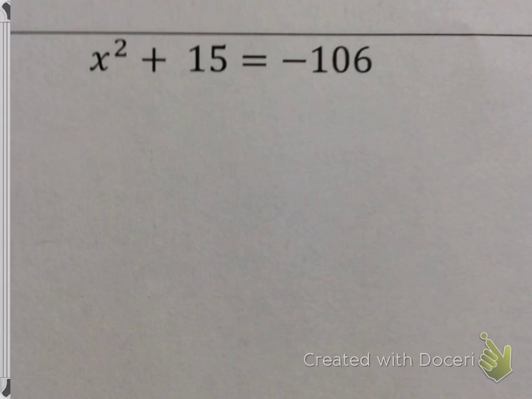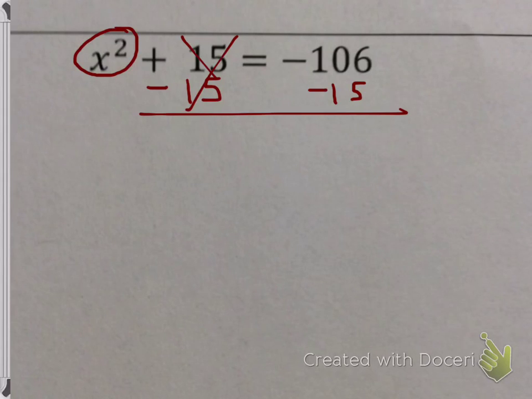This one looks a little bit different than the last one, but I like to just remember that my goal is to isolate the variable. So I need to get the x squared by itself. In order to do that, I need to move the 15. The 15 is positive, it's plus 15, so in order to move it to the other side, I'm going to subtract 15. It cancels over here because that's what I wanted it to do. And on that side, I am left with just x squared. And over on the other side, I have negative 106 minus 15, which is negative 121.